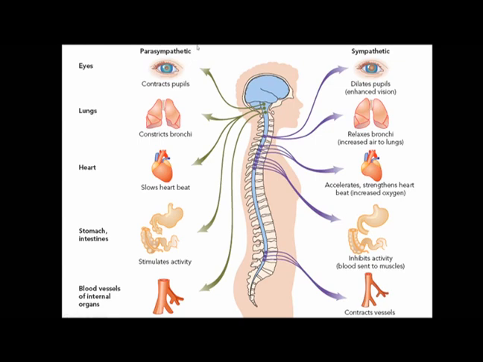And then we can look at the exact opposite, where our parasympathetic contracts our pupils, constricts our bronchi, it slows our heartbeat, it resumes our digestive activity, and it's going to redilate our vessels. So they're acting in exact opposites to each other, and overall, we should have some kind of balance where our pupils are at normal dilation. We're getting the normal amount of oxygen through our lungs, and so on and so forth.